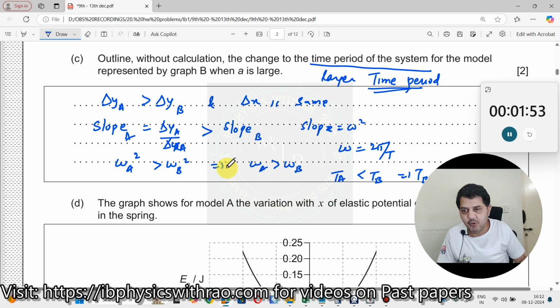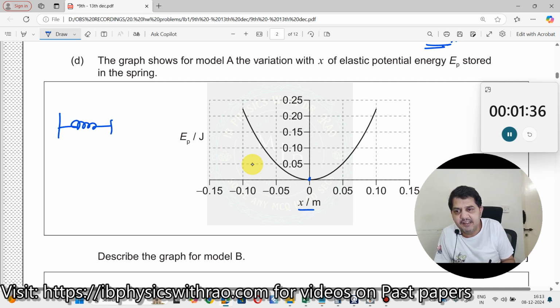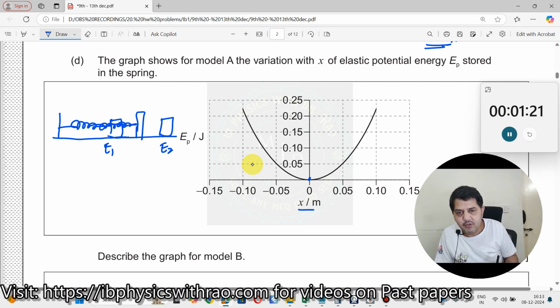Okay, now let us move on to the next one. The graph shows for model A the variation with x of the elastic potential energy stored in the spring. It is saying elastic potential energy equals 0 at the mean position. So this is my spring like this, and this is how it starts oscillating. Let us say this is one extreme, this is the other extreme, and this is the mean position. This is a compression, this is an expansion.